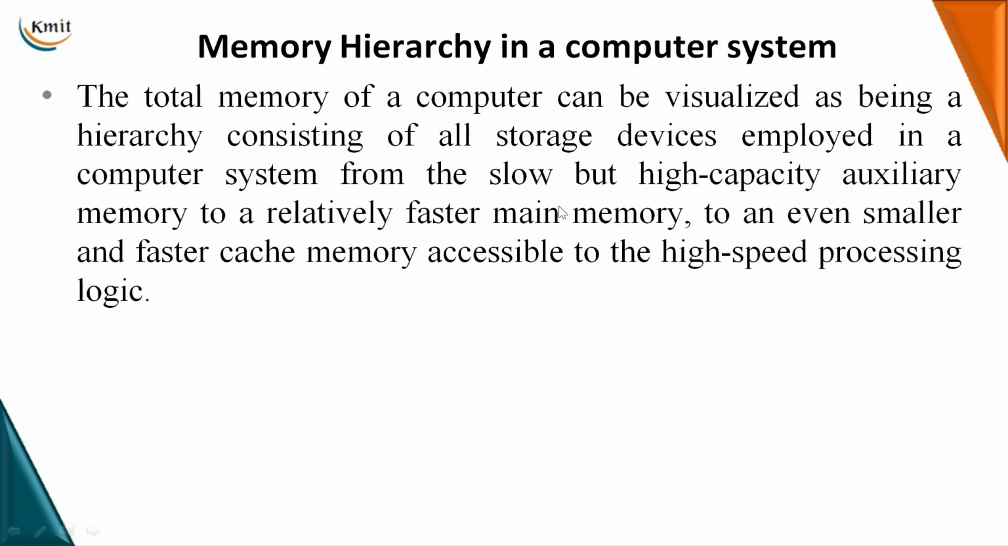So the total memory of your computer can be visualized as a hierarchy, where the hierarchy consists of all the storage devices present in your computer system. It starts from slow but high capacity auxiliary memory, such as your hard disk or magnetic disks and magnetic tapes, to a relatively fast main memory, and to even smaller and very fast cache memory, as well as the registers, which are accessible to high speed processing logic.